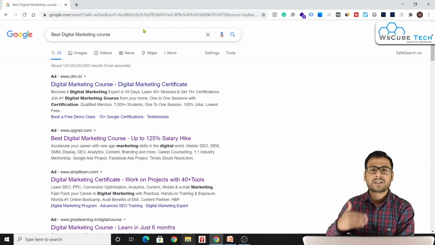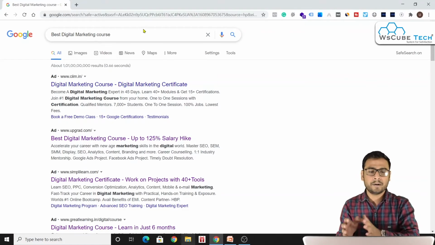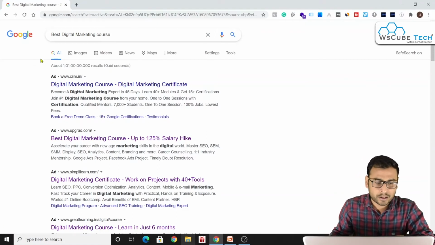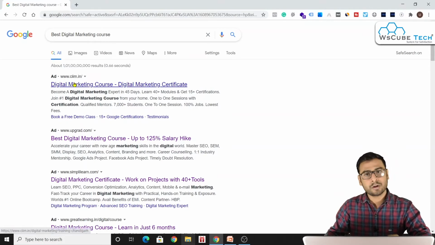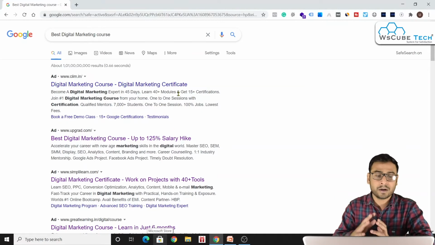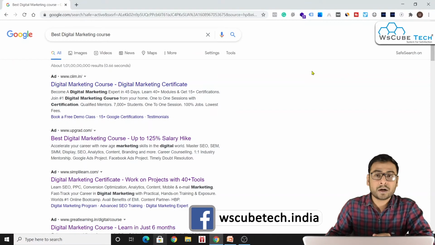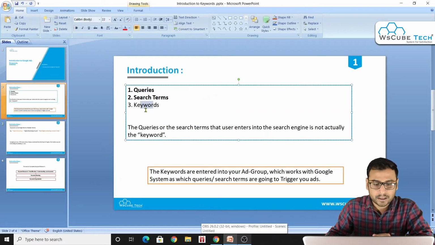There are other match types also. When we discuss match types in the upcoming videos, only then will we be able to understand how this actually works: the keyword match types and the queries, all these things together. You will come to know when you watch a few more videos. But to start, we have to understand that queries, search terms, and keywords are not the same.